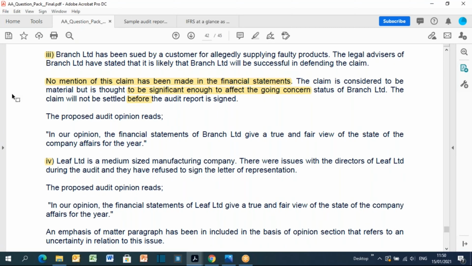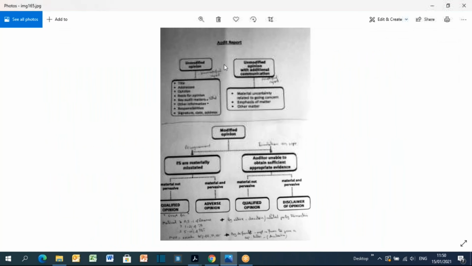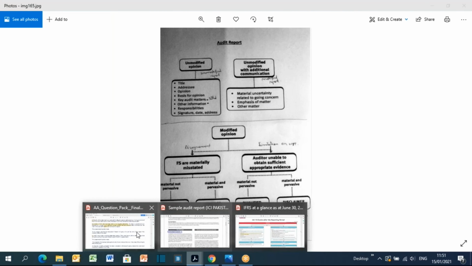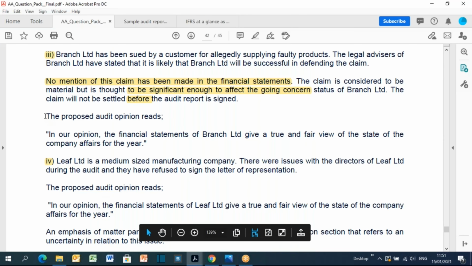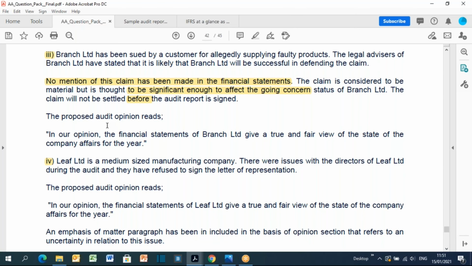So in this case, don't get mixed up by saying that you have to modify the report by including a material uncertainty related to going concern, because in this case, you should know from theory you include this paragraph only when the management gives notes to the financial statements saying what happened, and you include this paragraph and you explain by making reference to those notes. Look at those notes. But in this case, it says that no mention of this claim has been made in the financial statements.